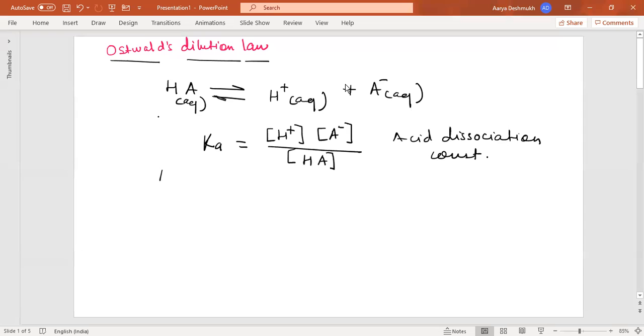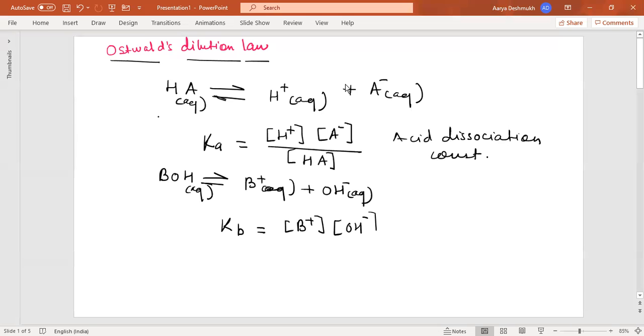You can write the same for the bases also. If I write the general reaction as BOH, it dissociates as B plus and OH minus ions in aqueous medium. This is also in aqueous medium. So you can write Kb equal to the concentration of B plus times the concentration of OH minus ions divided by the concentration of the base, where this Kb is the base dissociation constant.